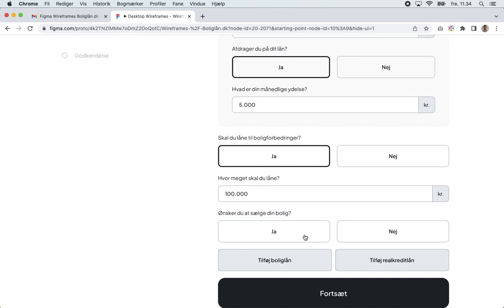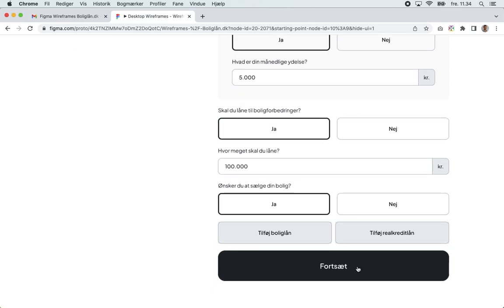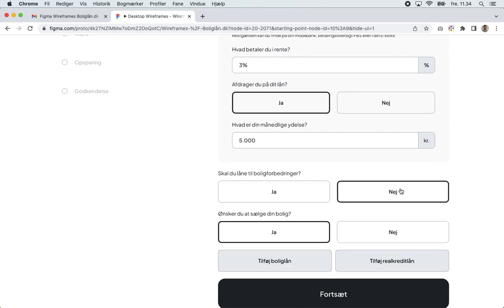Now I'm actually a bit confused because I thought I was applying for a mortgage loan, and now it says if I want to buy something, of course, I want to sell my current. Then it's a no. Okay.